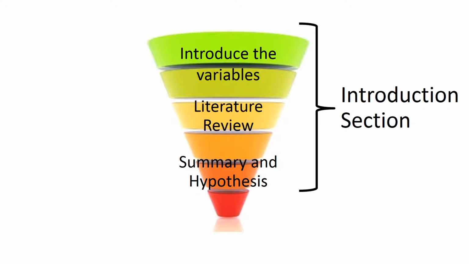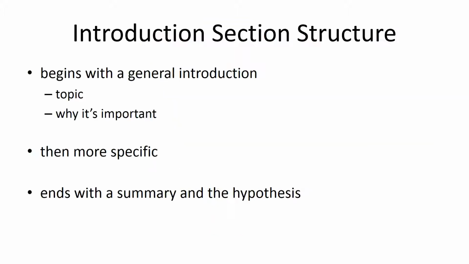The introduction section doesn't have specific subsections like the method does, but we can think of it as including three parts: a broad introduction of the variables, including why they're of interest for researchers and readers, a review of what we know from previous work, and a summary of that work that leads the reader to the hypothesis.